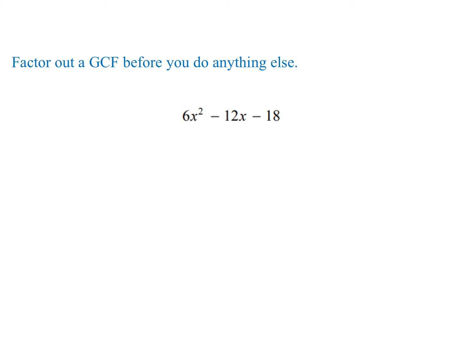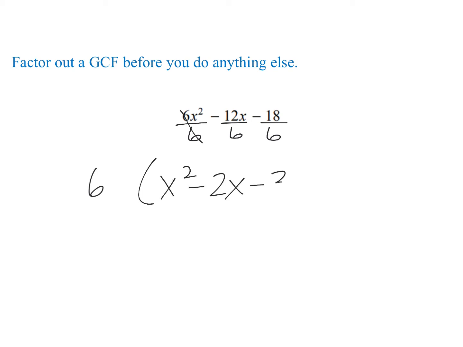If you look at the 3 numbers in the trinomial and they're all multiples of the same thing, then pull that out. Pull the greatest common factor out to start with. Do you see that all 3 of these can be divided by a 6? Sure. So we're going to pull the 6 out and then put what's left over. So x squared minus 2x minus 3.